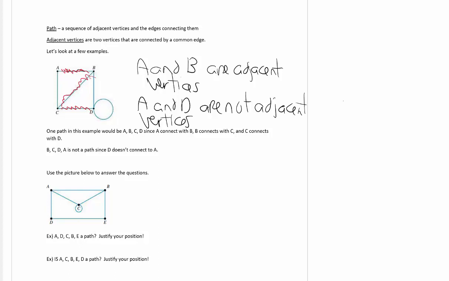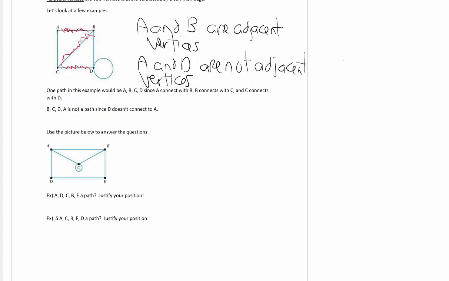Okay, so let's use the picture below to answer the questions. Is ADCBE a path? And justify your position. Well, A connects with D, but D does not connect with C. So this is not a path, since D doesn't connect with C.